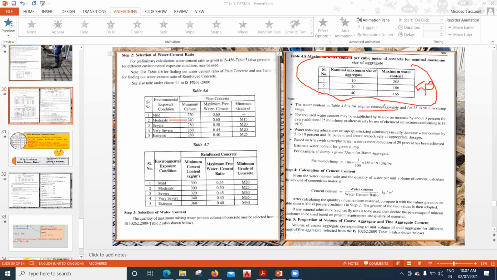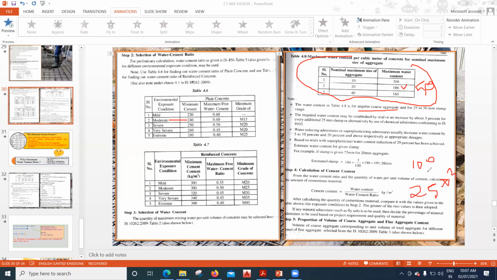But in our question, the slump we have is 100 mm, right? That means we cannot directly take this 186 value. We have to apply a correction factor. Now, what is the correction factor? The correction factor says that for every 25 mm increase in the slump, you have to increase this value by 3%, right? That's it. For every 25 mm increase in the slump, increase this value by 3%.